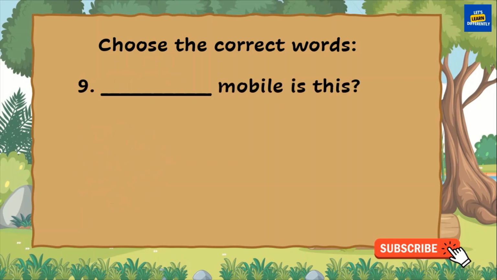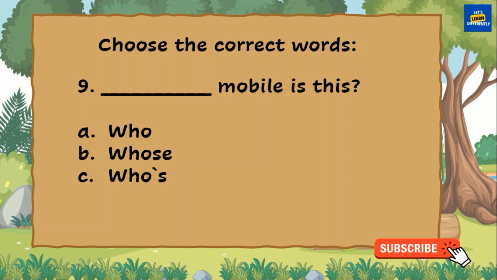Number 9. Dash mobile is this. Option A. Who, option B. Who's, option C. Whose, and option D. Whose. And the correct answer is whose mobile is this.